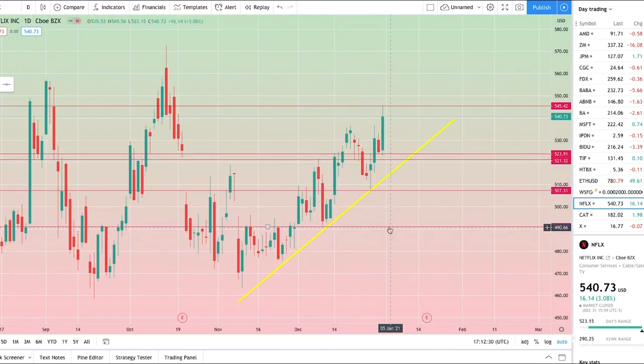These retracement areas and these impulsive moves are very, very easy to understand.